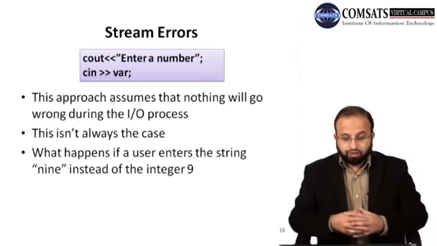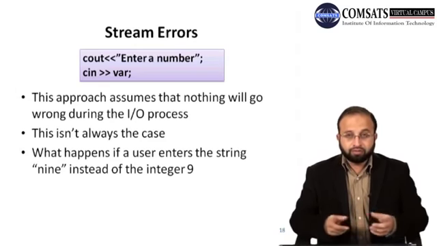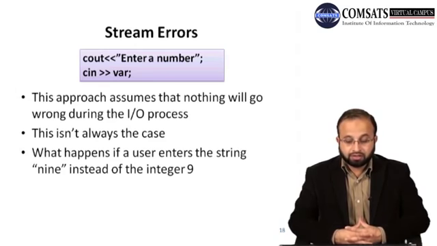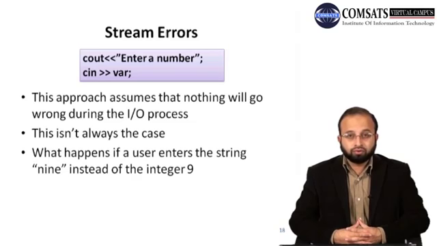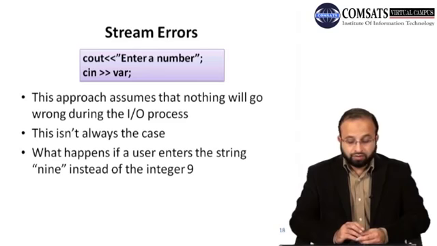And now, stream errors. The statements shown in the box first display the message cout, enter a number, then cin takes the input in a variable var. So this approach assumes that nothing will go wrong during the IO process. So all the things will be perfectly fine, but that is not always the case. So what happens if the user enters the string 9 instead of the integer 9? So the input, जो var की जो type है, that is integer.